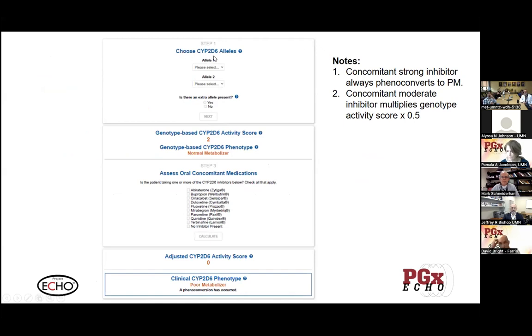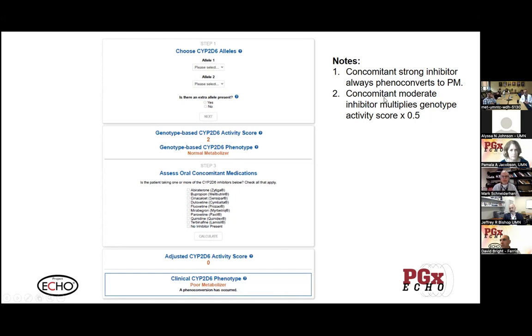You can choose your CYP2D6 alleles based on a pharmacogenetic test report. You can identify whether there's an extra allele or a duplication present. Then the tool calculates the CYP2D6 activity score based on currently accepted CPIC standards, and it gives you the metabolizer phenotype category. Then you can select from a pre-populated list of FDA strong or moderate inhibitors, and it recalculates your activity score and gives you an adjusted CYP2D6 phenotype accounting for phenoconversion.